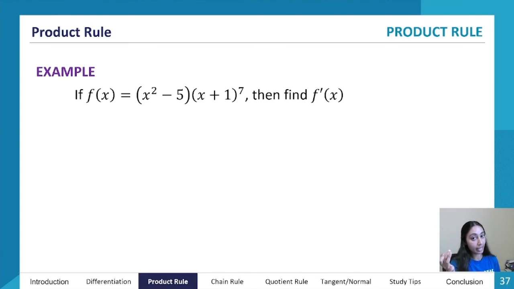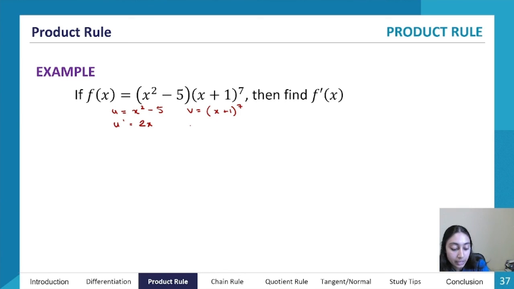So let's define our two functions, because as you can see, it's two functions being multiplied together. So I'm going to define my first function to be u. So u is equal to x squared minus 5. u dash will be equal to, so x squared becomes 2x, negative 5 becomes minus 0. My v is equal to x plus 1 to the power of 7. In this case, my f of x is equal to x plus 1. My f dash of x will be equal to 1. So v dash will be equal to 7 x plus 1 to the power of 6.